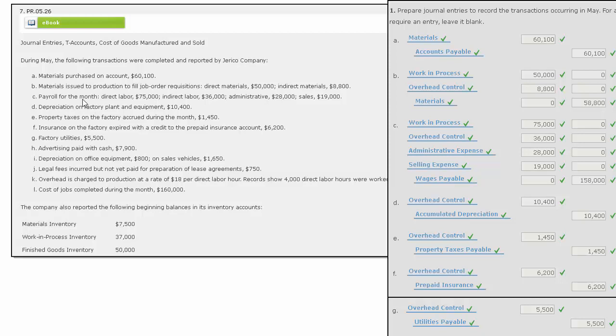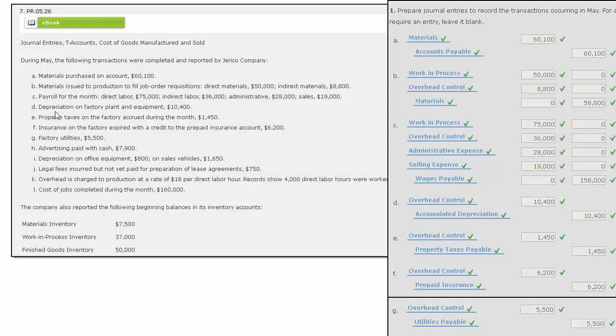Transaction C says payroll for the month, direct labor $75,000, indirect labor $36,000, administrative $28,000, and $19,000 for sales. So our compound entry, the direct labor goes to work in process, the indirect labor goes to overhead control, and then our period costs go to administrative expenses and selling expenses, $28,000 and $19,000, with the offset going to wages payable. Okay, and the offset is the credit in this case.